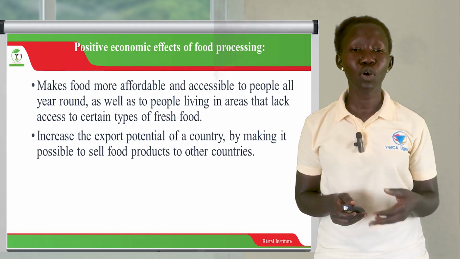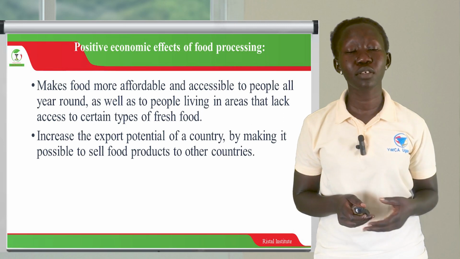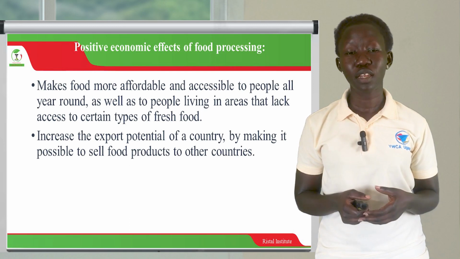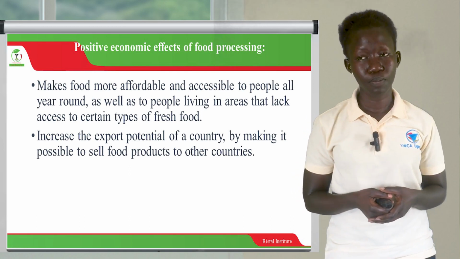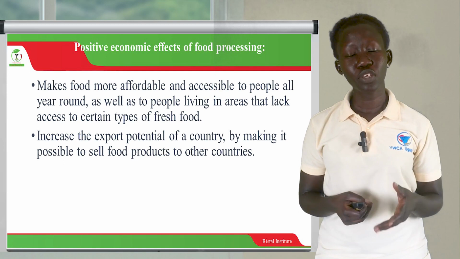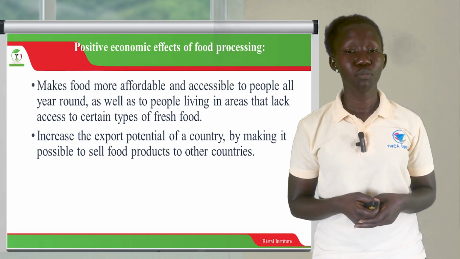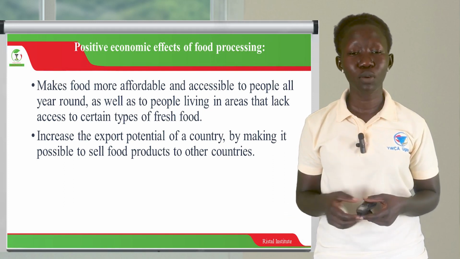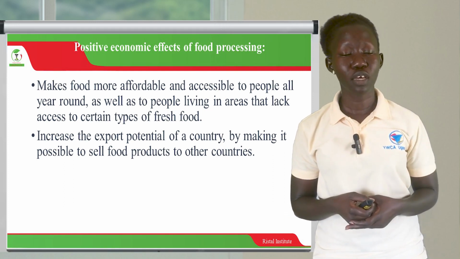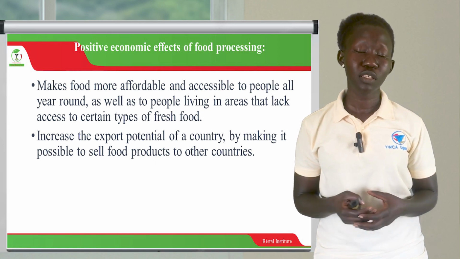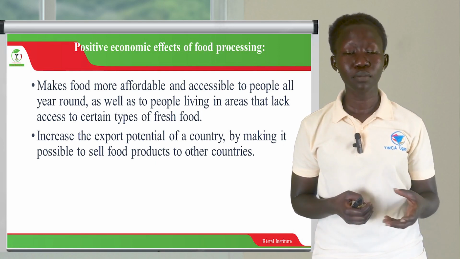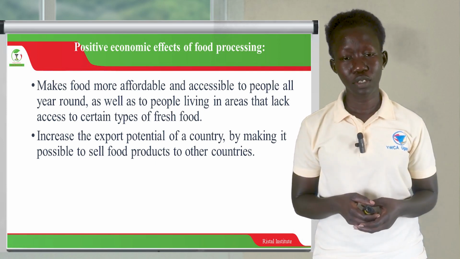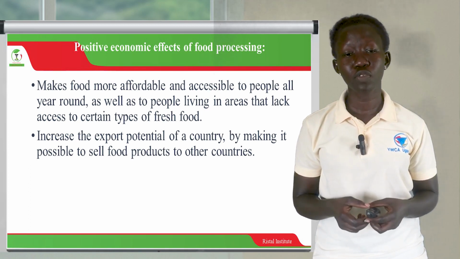Food processing makes food more affordable and accessible to people all around the year. And it's also important to people living in areas that lack access to certain types of fresh food. It also increases the export potential of a country by making it possible to sell food products to other countries. Some foods get spoiled along the way when they're being transported to other countries. But if they are processed and preserved, then they will take longer to spoil, and it will be easier for them to be exported to other countries. And this will increase the economic potential of the country.